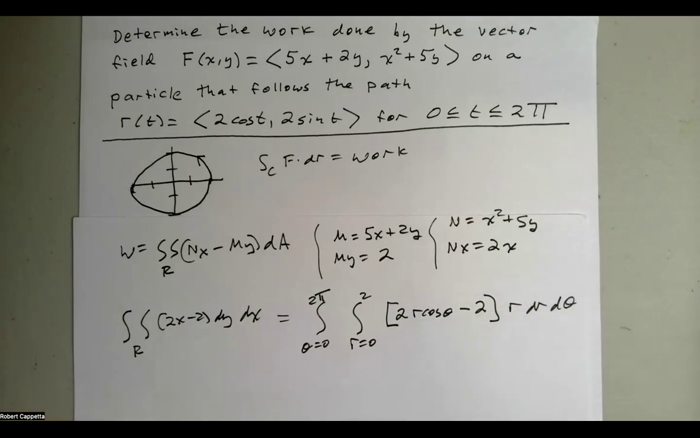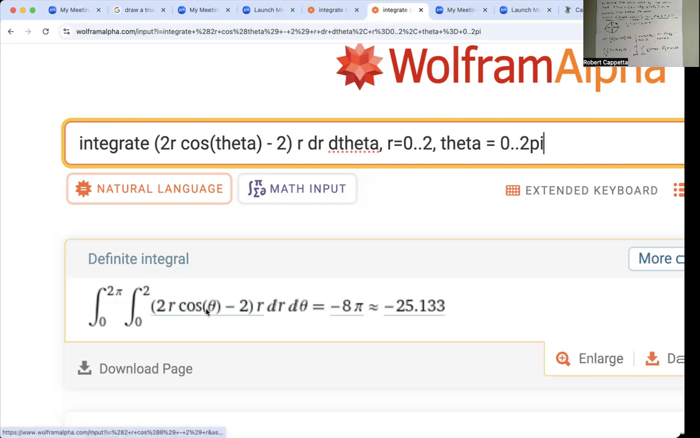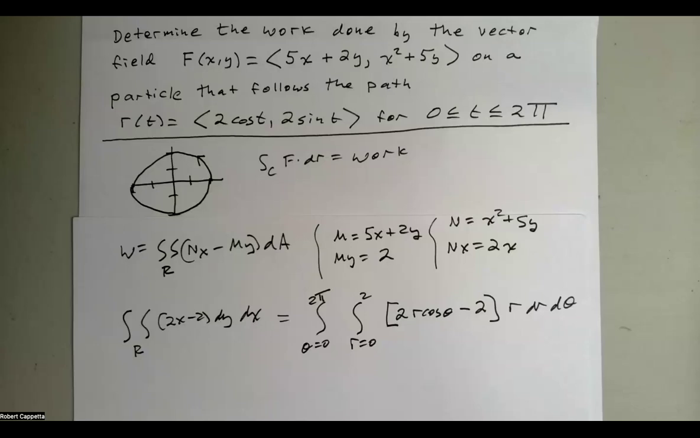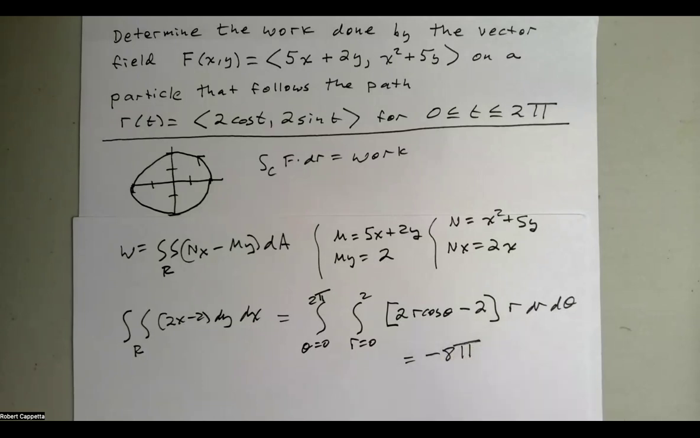Now, this integral can be done, but I want to just go ahead and feed that to technology to see what it gives us. So here we go. The integral from 0 to 2π, integral from 0 to 2 of (2r cos θ minus 2) r dr dθ is indeed equal to negative 8π. So this shows us that whether we use the parametrization technique or Green's theorem, we get the same answer. Now, most of the time, if you can use Green's theorem, it's a good idea to use it.